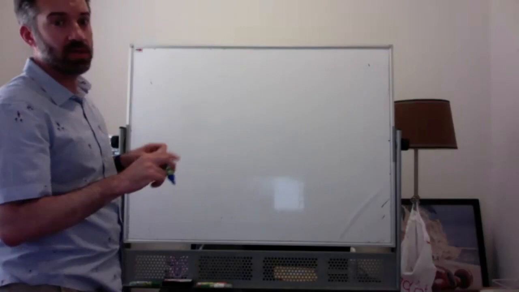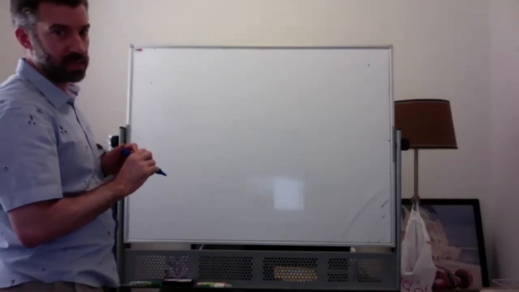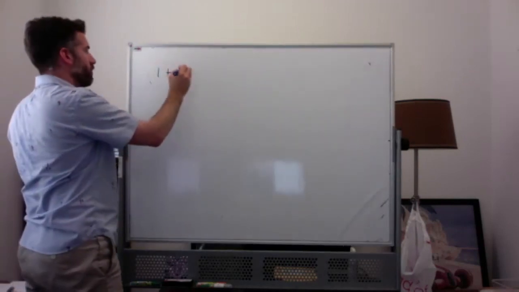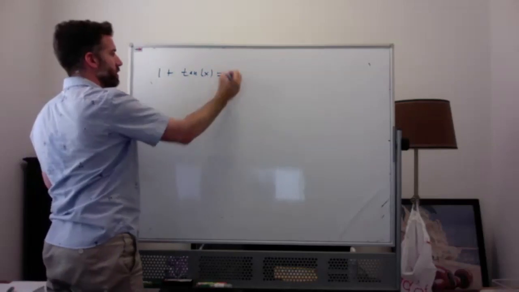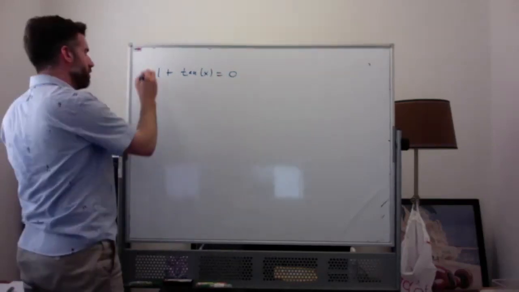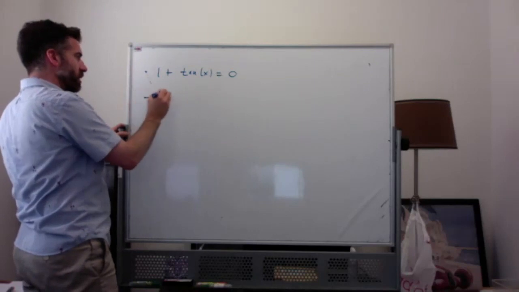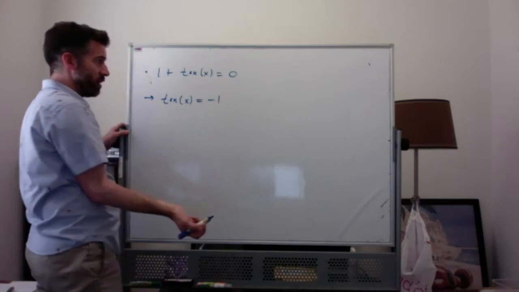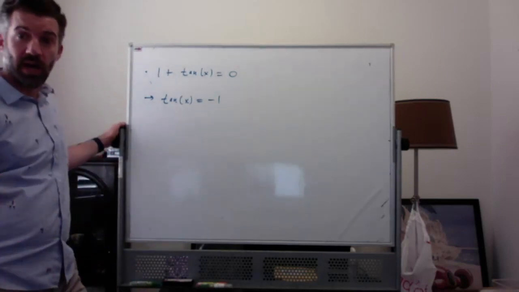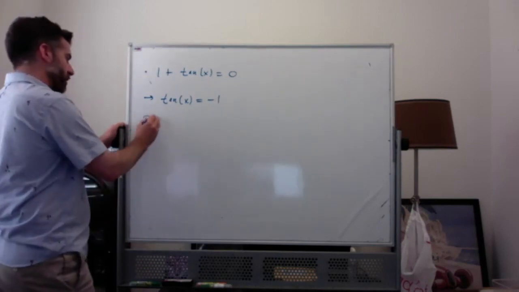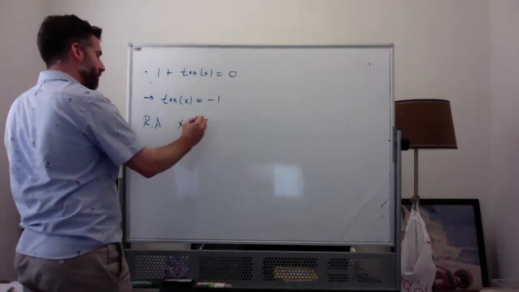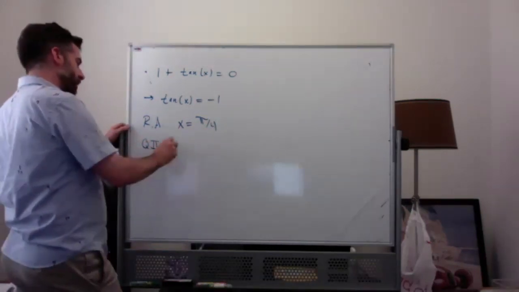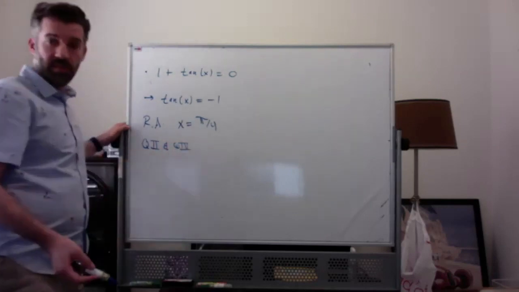Find all solutions to the following trigonometric equations for x between 0 and 2 pi. So the first one is 1 plus tangent of x. This one's pretty straightforward. We're going to isolate our trig function. So tangent of x is equal to negative 1. And then we know that tangent is equal to positive 1 for the reference angle of x equal to pi over 4. But we need to be in quadrants 2 and 4 for tangent to be negative 1.